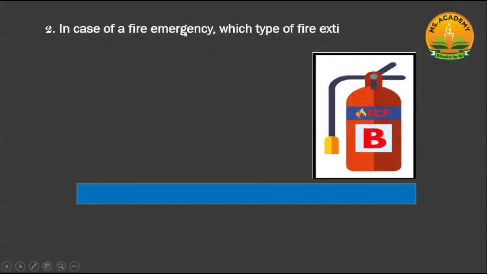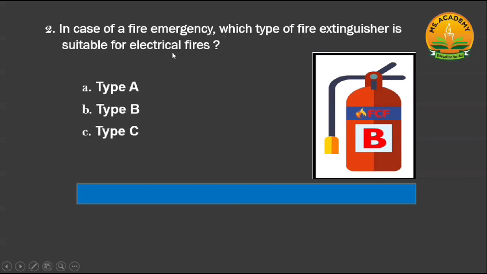In case of a fire emergency, which type of fire extinguisher is suitable for electrical fires? Correct option is B, Type B CO2, carbon dioxide.